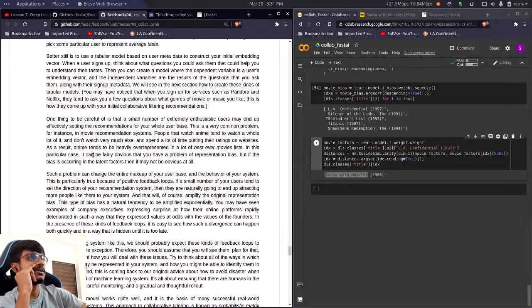In this particular case, it can be fairly obvious that you may have a problem of representation bias, but if the bias is occurring in the latent factors, then it may not be obvious at all. Definitely.